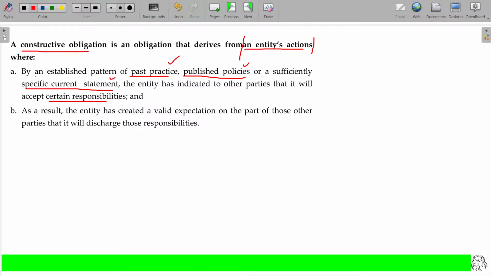It's a practice. Either it may be published or simply a practice. Whenever you purchase any commodity, the shop gives you 3 months warranty. It happens over a decade, then it's naturally a constructive obligation for the company. As a result, the entity has created a valid expectation on the part of those other parties that it will discharge those responsibilities. If there is any fault, you will come to me, I will discharge it. There are no legal obligations, but it is a constructive obligation. Maybe legal or constructive. Constructive is nothing but the company's policy itself.